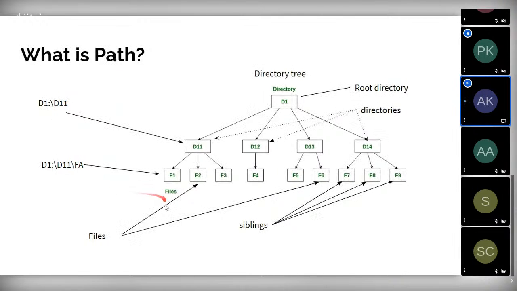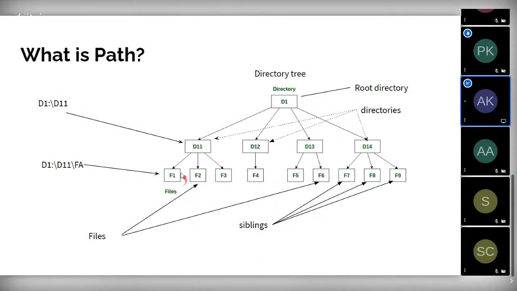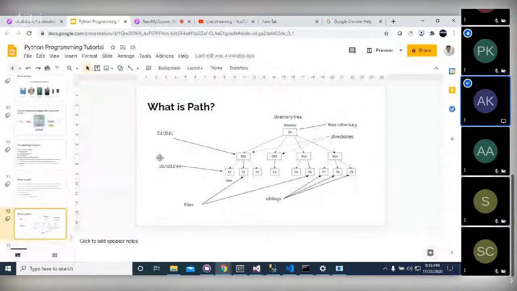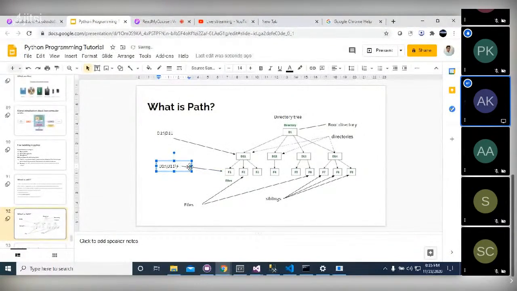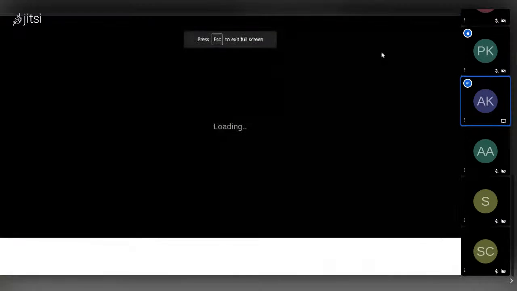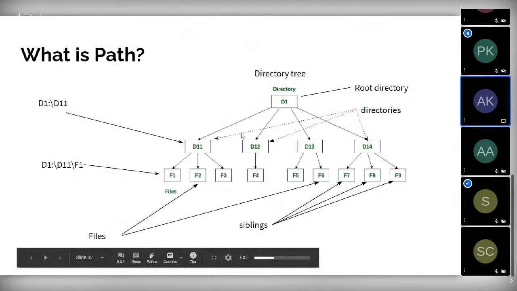If I ask you what will be the path of this F1, you will first look into the root directory, that is D1, then D11, and then we come to F1, so I need to write F1 here. Is this clear to everyone? Yes, sir. So can anyone tell me what will be the path of this F4?